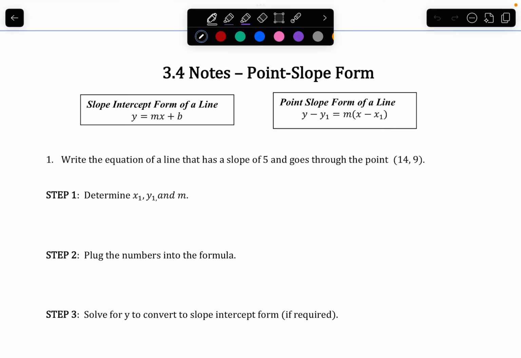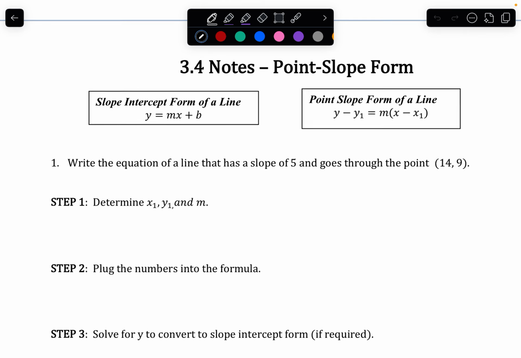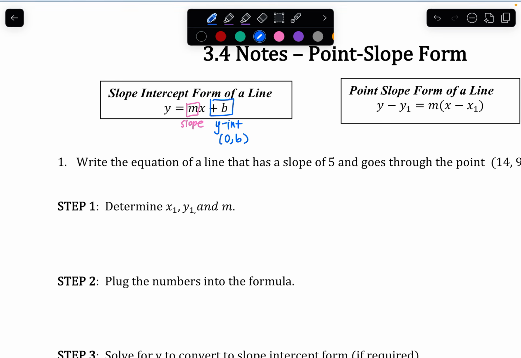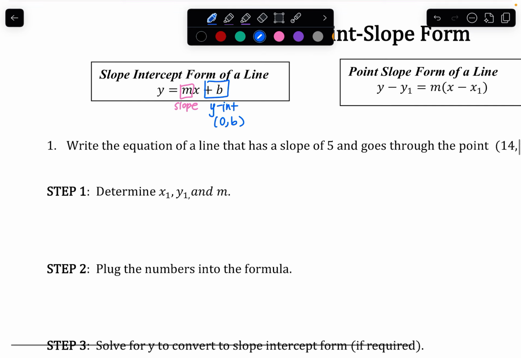All right, in this video, we are going to talk about point-slope form. And so we've talked about slope-intercept form, y equals mx plus b, where m is your slope and b is your y-intercept. And written as an ordered pair, it's (0, comma, whatever that number is).